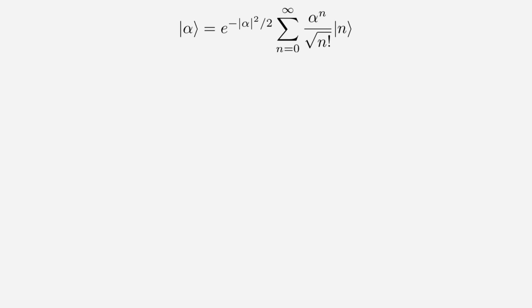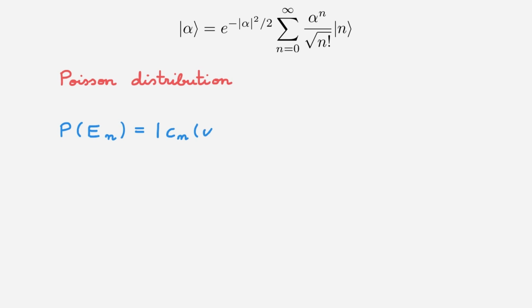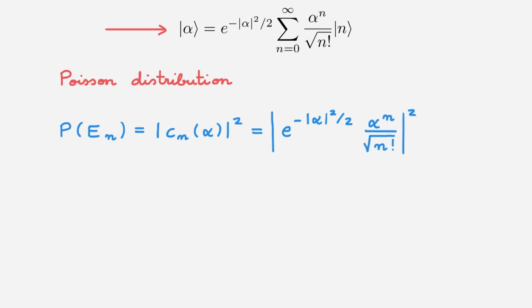Another interesting point to note is that coherent states are associated with the Poisson distribution. If we have a quantum harmonic oscillator in a coherent state, then the probability of measuring a particular energy level n is equal to the corresponding expansion coefficient squared. Using the expansion up here, we can insert the value of the expansion coefficient, and we can simplify this expression to this. This is indeed a Poisson distribution.